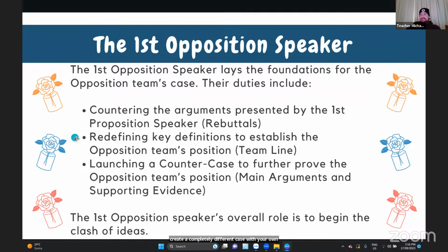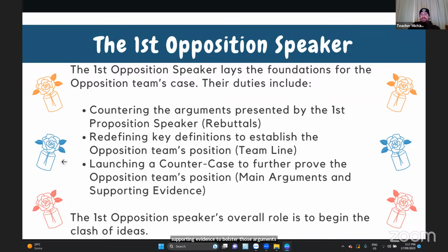That may sound tricky and confusing, but I promise you, once you've had a go at it, practiced it a few times, it actually gets quite easy. It just sounds intimidating with all the fancy words. And the final job of the first opposition speaker is they need to launch a counter case to further prove the opposition team's position. That simply means the first opposition speaker needs to present their team's main arguments and the supporting evidence to bolster those arguments.